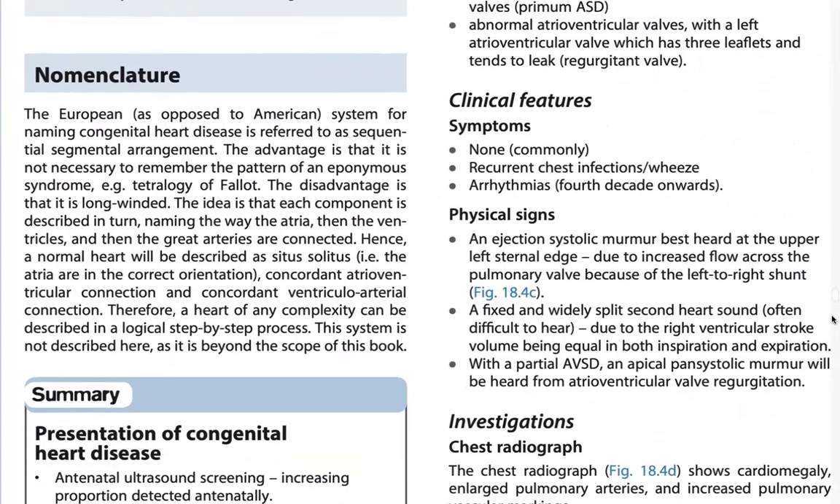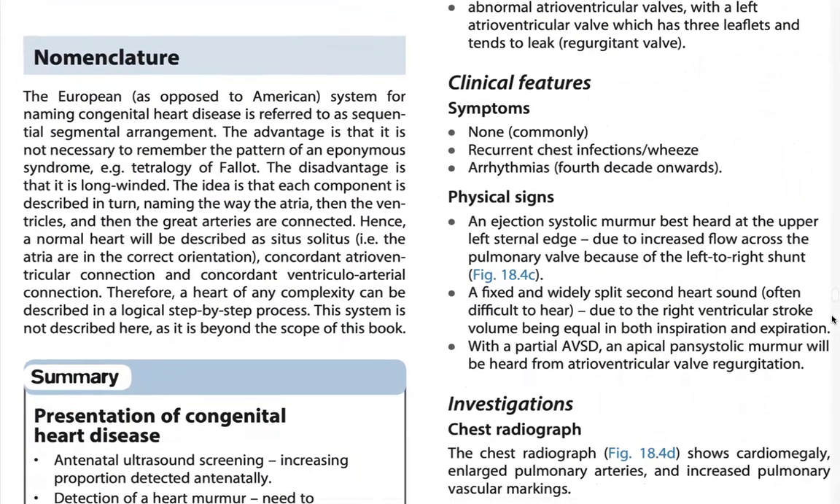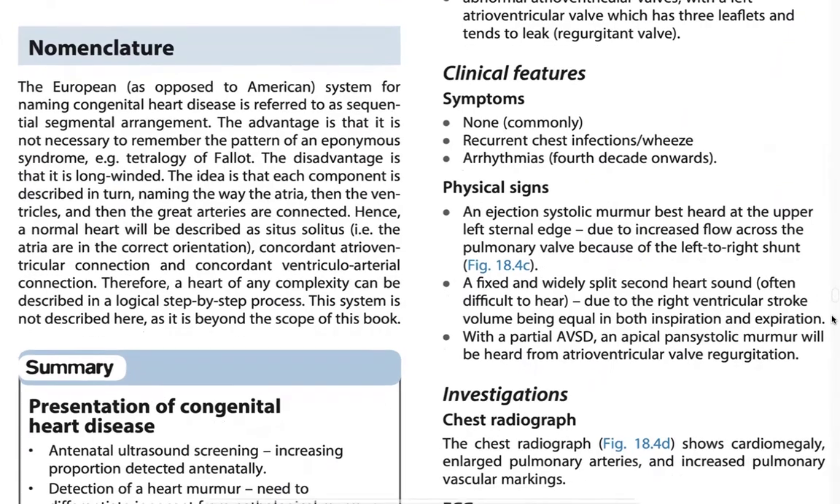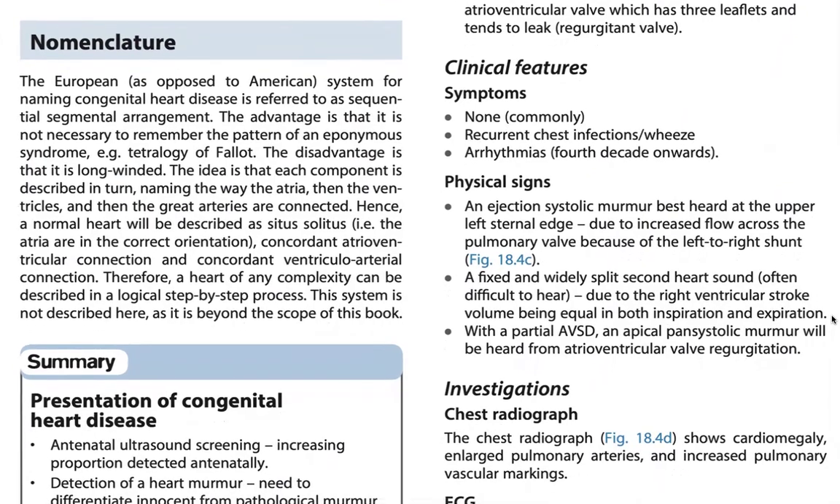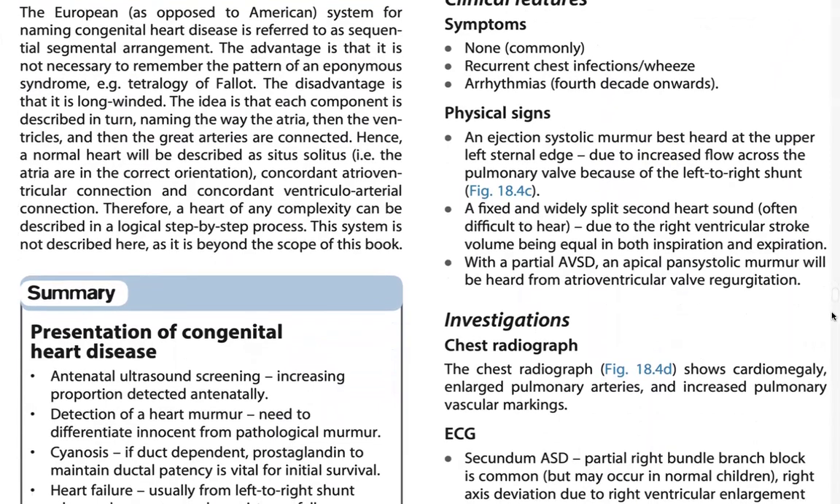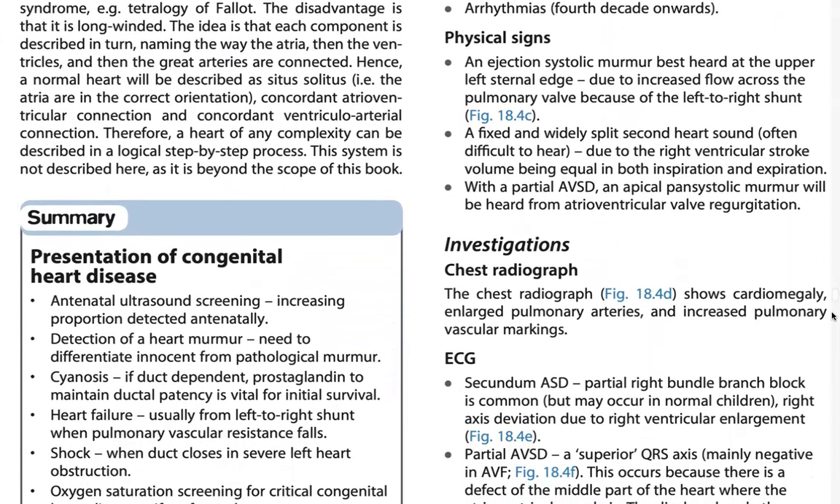Physical signs: there is a systolic murmur heard at the upper left sternal edge, increasing from left to right. It fixes on the widely split second heart sound, with the right ventricular stroke volume being equal in both inspiration and expiration, and a normal pulmonary second sound. Investigation is just really bad.